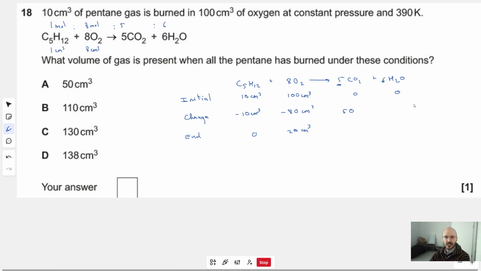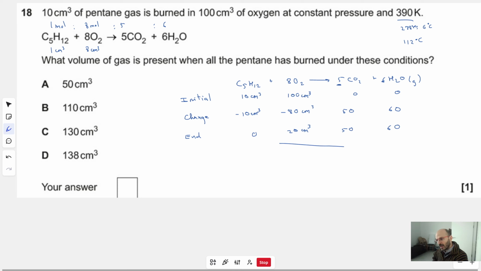And for water, we assume, because the temperature is above 100 degrees, that it is, I think, 112 Celsius. And that means then the water is a gas. And therefore you get 6 times 10, 60 cm³. So that's 50 and 60.